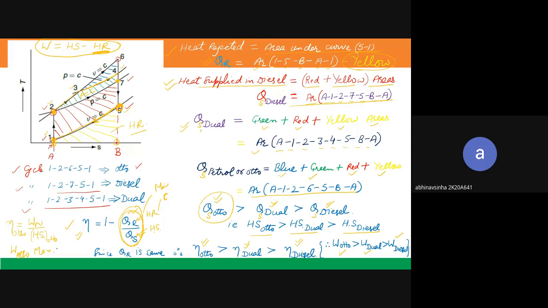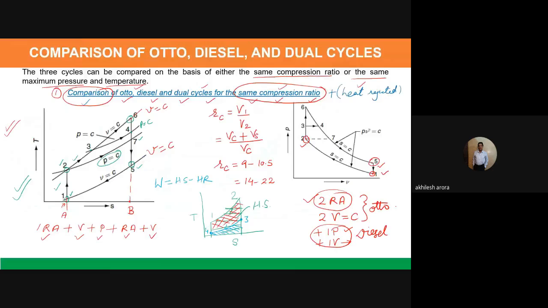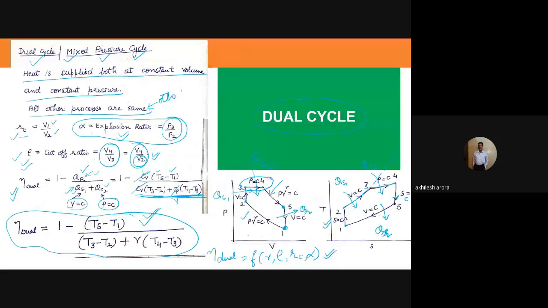Sir, I have a doubt. Yes, tell me. Sir, how do we know that the curve 2 to 7, that is P is constant, is below the V is constant curve? Did you attend the previous class? Yes, sir. I have told it there. We discussed the slope of the two processes. I can show you. Just wait for a minute. If you don't remember exactly, I will show you.